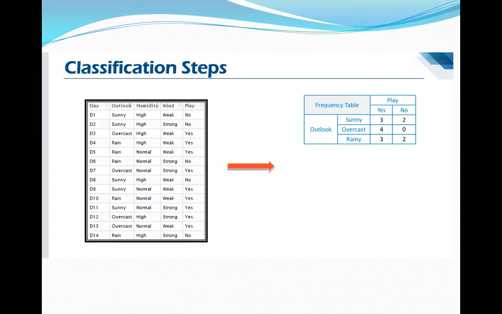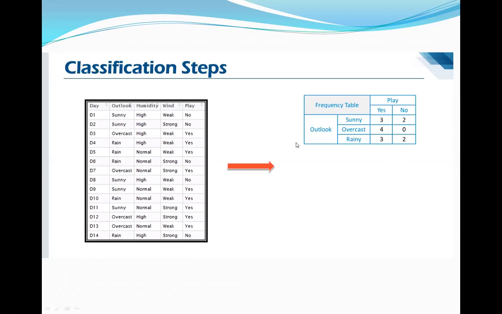I hope so. Likewise, you have to calculate the table, right? If you calculate overcast, all the values are yes. All the values are yes. And then rainy. For rainy it is 3 yes and 2 no. So totally we have 5 rainy: 1, 2, 3, 4, 5. Out of that, 3 yes, 2 no.